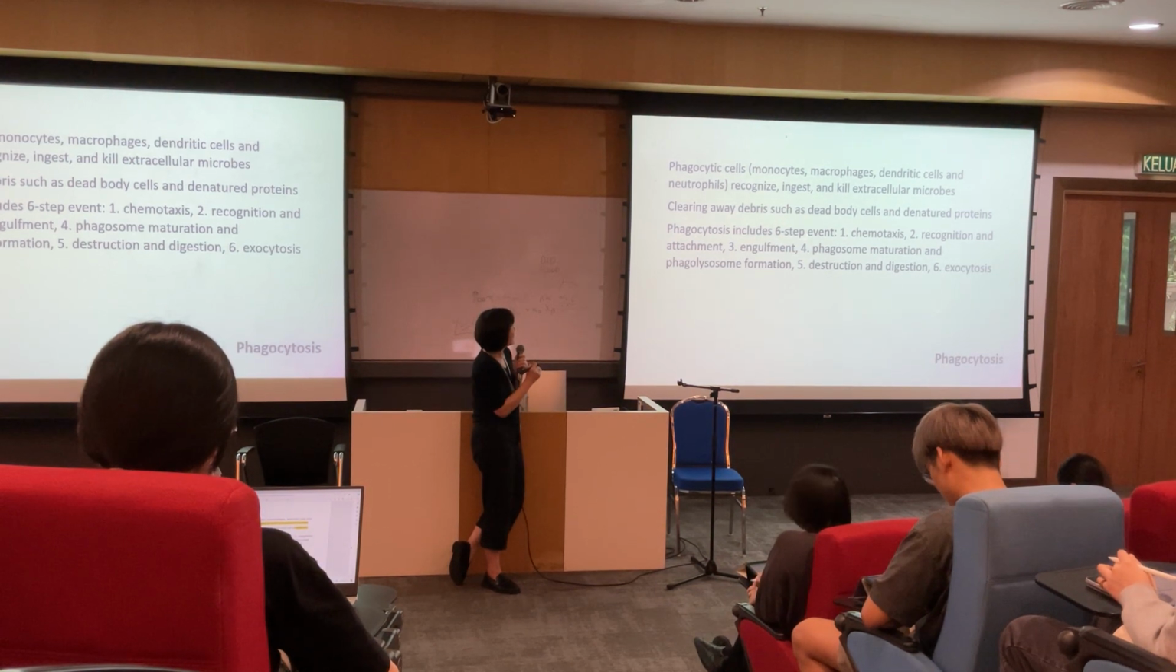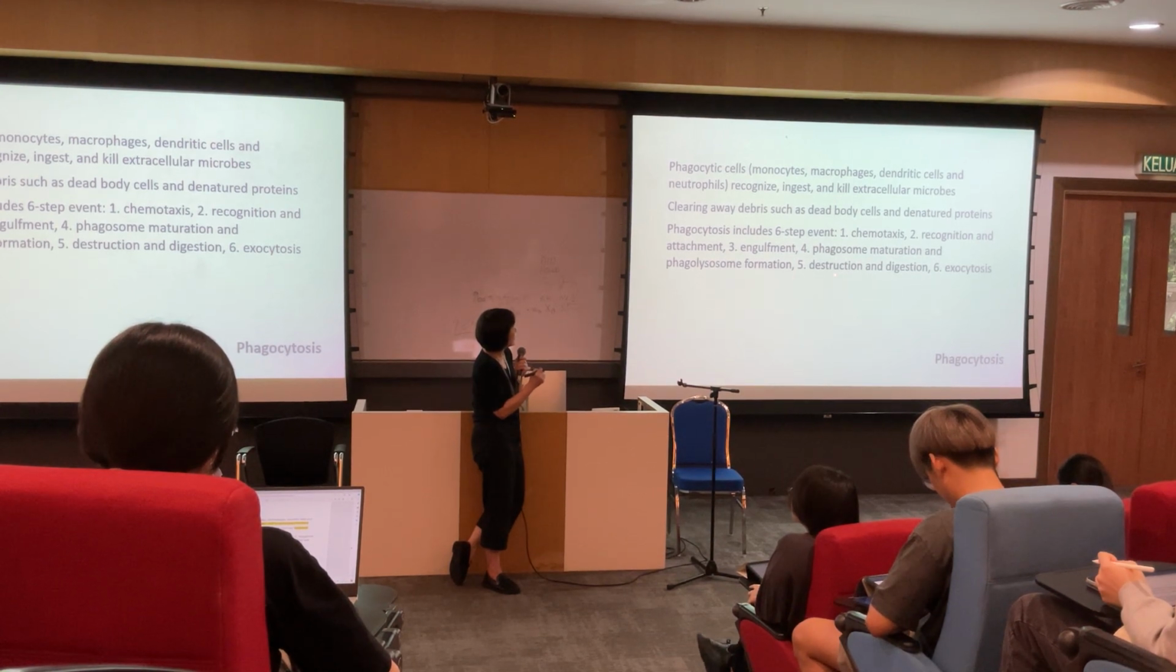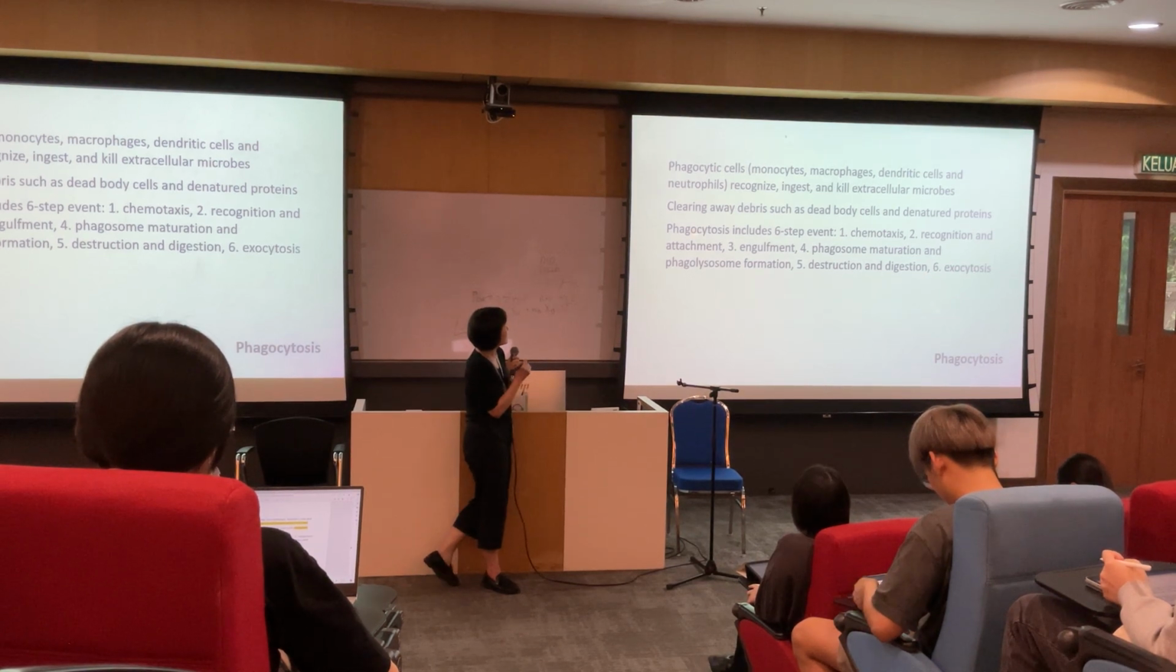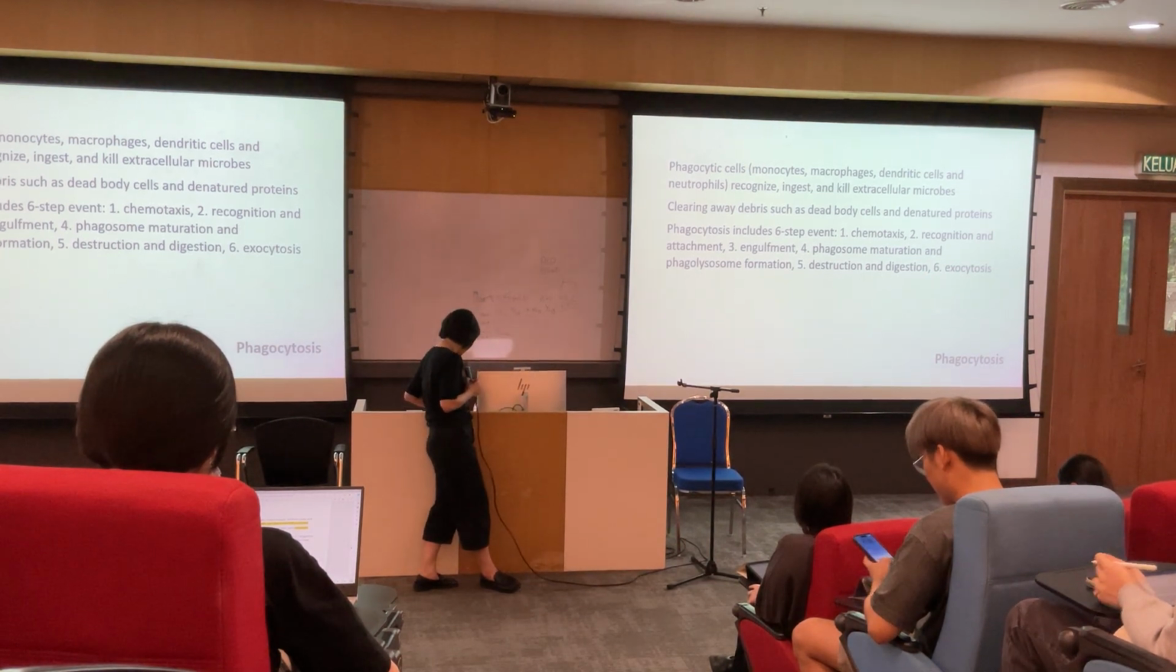So phagocytosis includes 6 steps: chemotaxis, recognition and attachment, engulfment, phagosome maturation and phagolysosome formation, destruction and digestion, and exocytosis. So altogether there are 6 steps in phagocytosis.